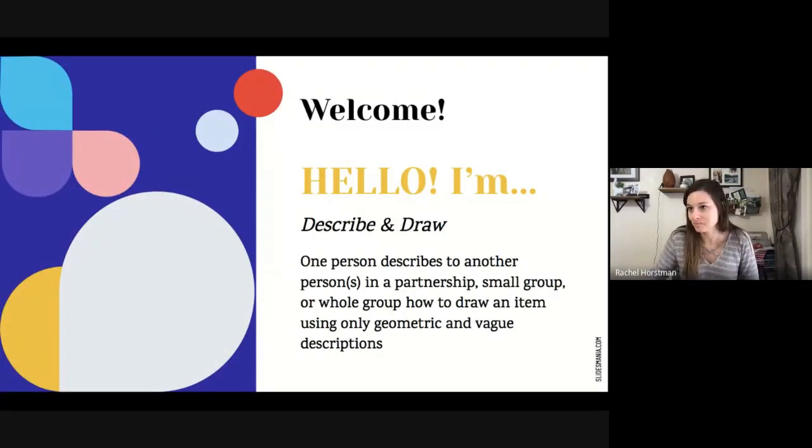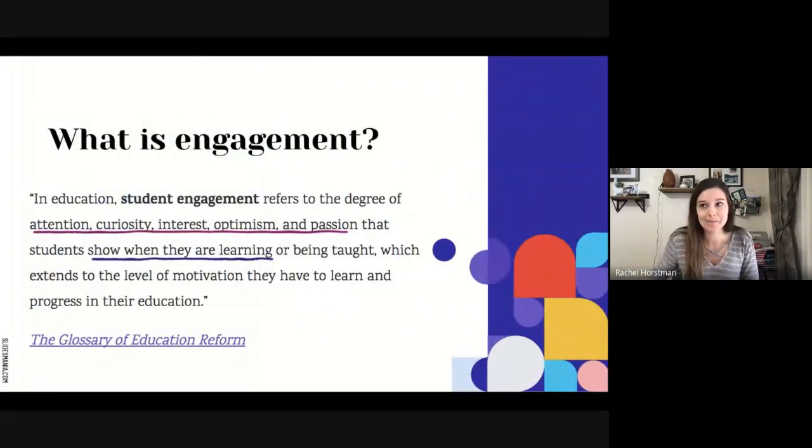So let's think about what is engagement. In education, student engagement refers to the degree of attention, curiosity, interest, optimism, and passion. We share this definition every time because it rings so true for us. And it helps students be excited to show what they are learning. More than just having their cameras on and having their eyes on the screen, we want them to be truly engaged, have that intrinsic motivation for learning.